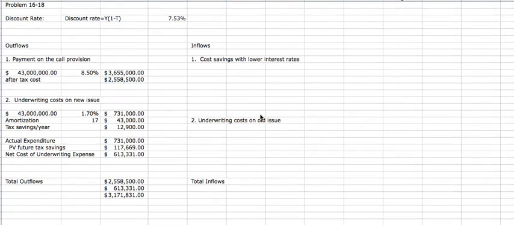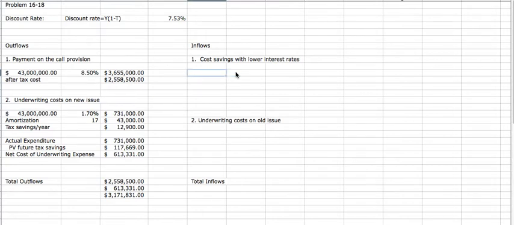Okay, now I'm ready to take a look at the inflows associated with this decision. And the very first major inflow, obviously, are the cost savings associated with the lower interest rates. So we have the interest rate on the old bond. The interest rate on the old bond is going to be 11.75%, and the interest rate on the new bond is 10.75%.